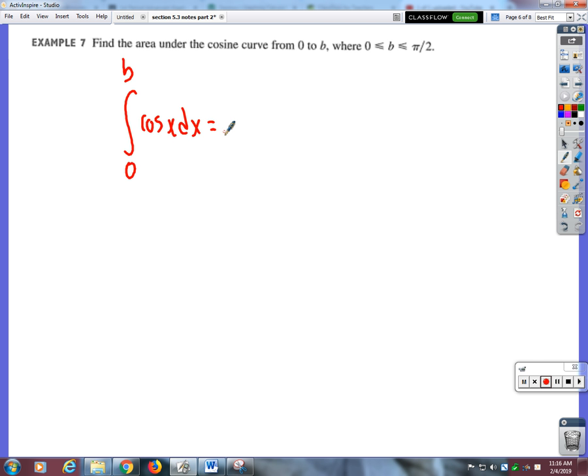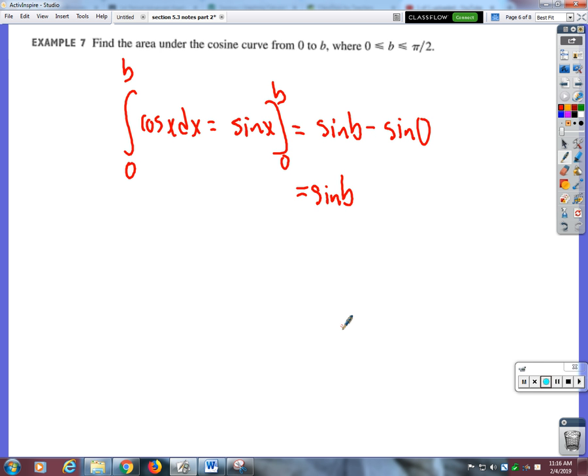Well, let's figure that out, shall we? The antiderivative is sine x. The derivative of sine is cosine. Therefore, the antiderivative of cosine is sine. And then you plug in b, and then you plug in 0. The sine of b, we don't know. The sine of 0 is just 0. So the answer is sine b.